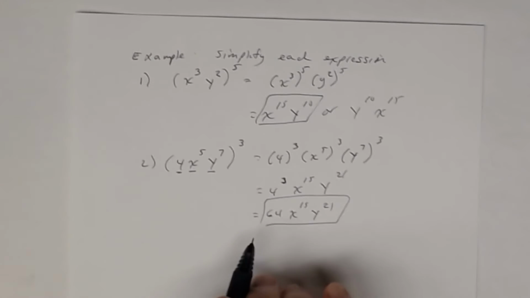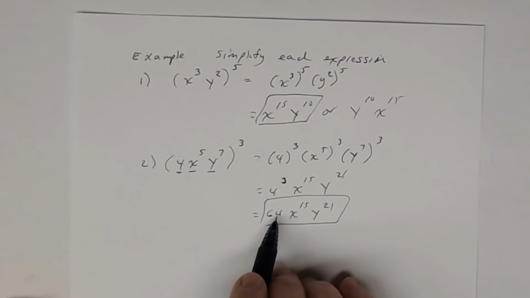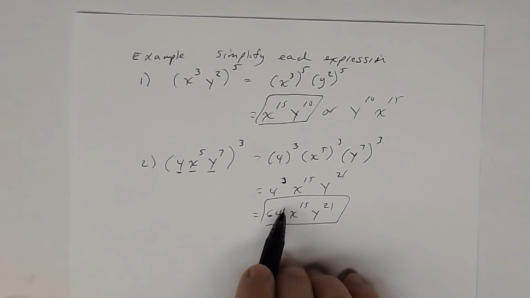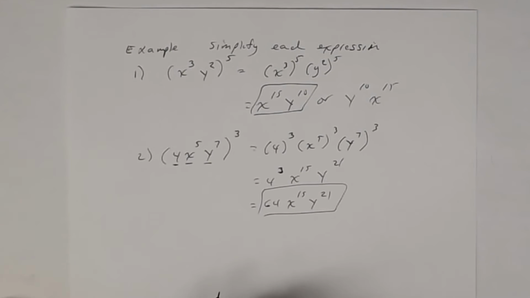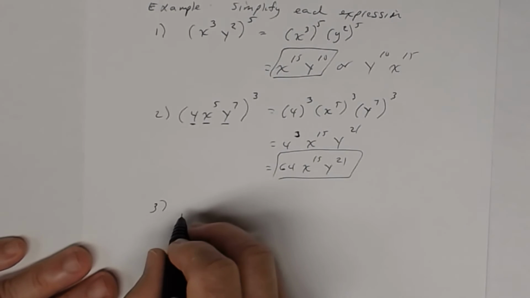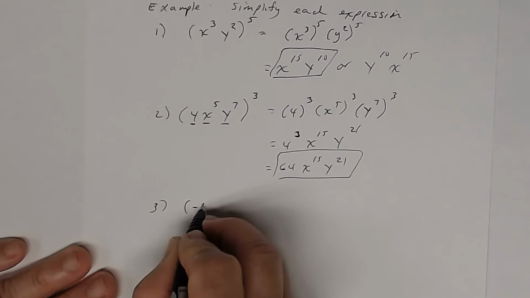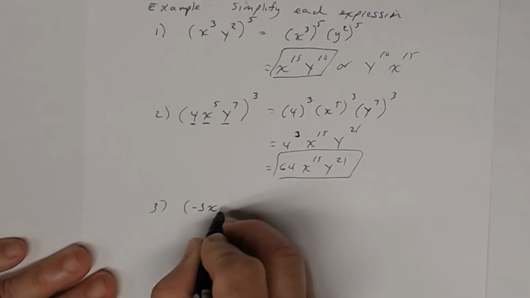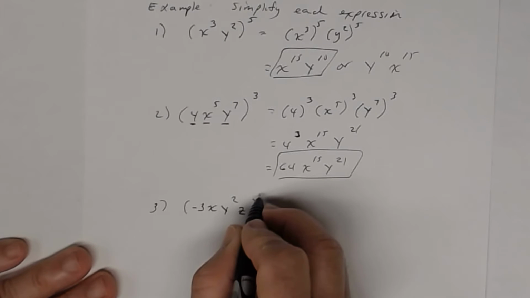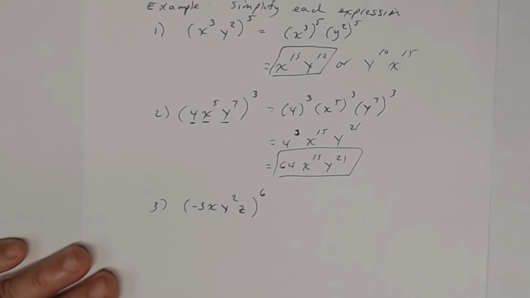Now, always, in your answer, always put the coefficient in front. So make sure that the coefficient of this expression is in front. So 64 is in front. All right, let's look at another one. Let's suppose we had negative 3x y squared z, and all that's being raised to the 6th power.